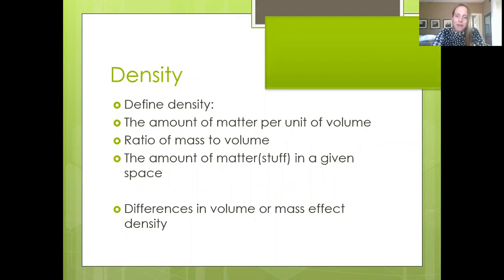So density is the amount of matter per unit of volume. Another way of saying that is it is the ratio of mass to volume. And then a kind of simpler way of saying both of those things, it is the amount of stuff in a given space. So anytime you change either volume or mass, you're going to affect the density.